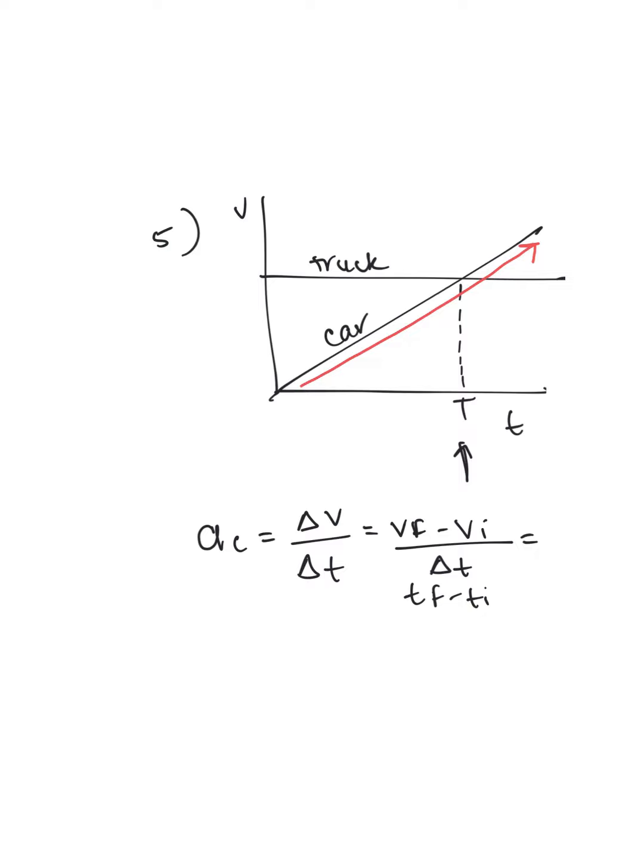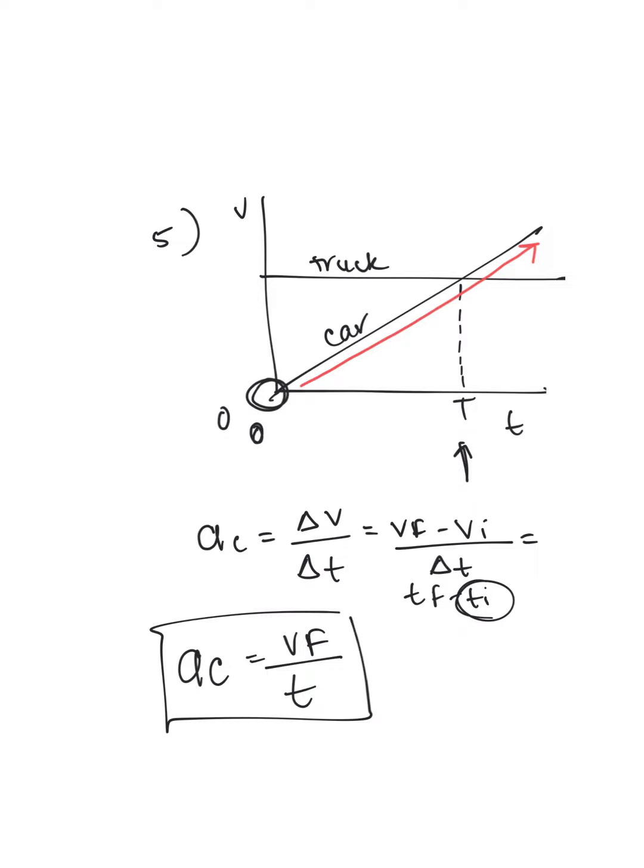However, we know that the velocity initial is 0. So, the acceleration of the car can be written as v final over t, because our t initial is 0 as well. So, v final divided by t is our acceleration for the car.